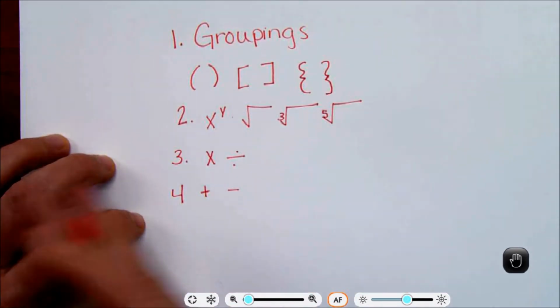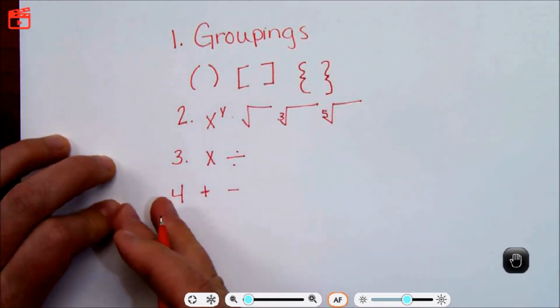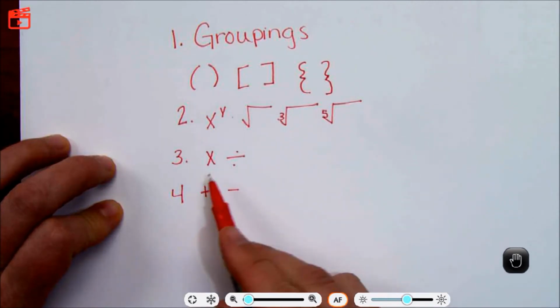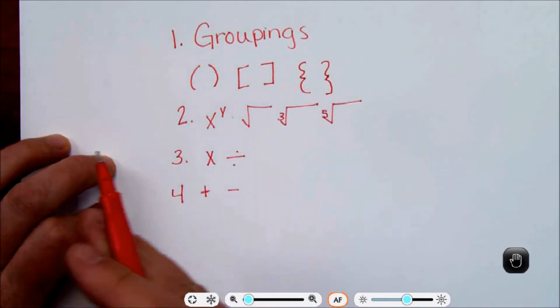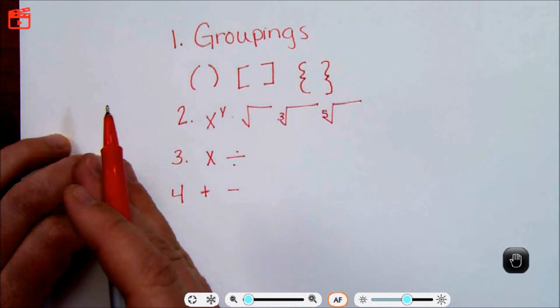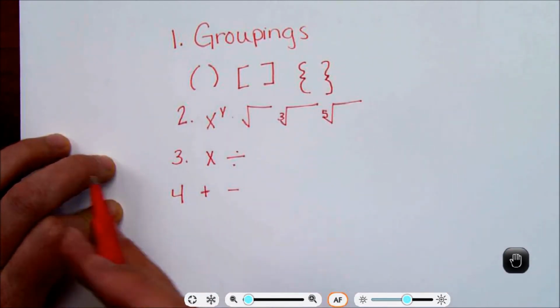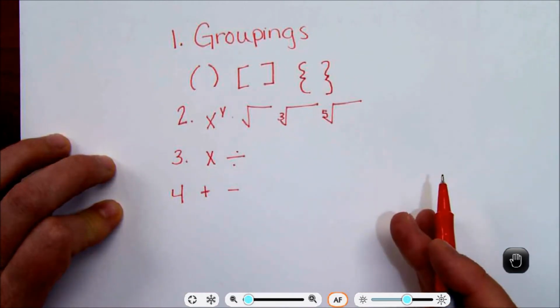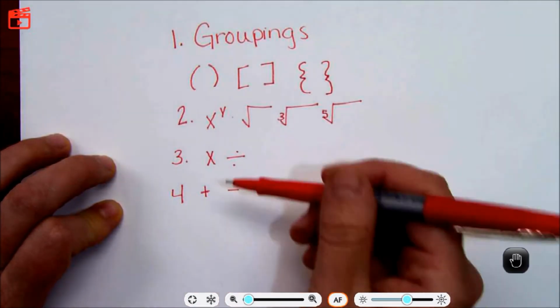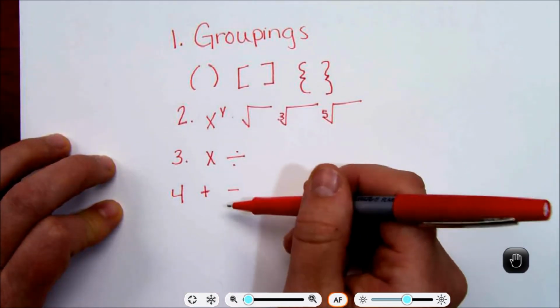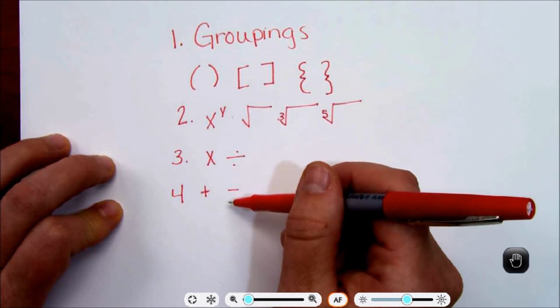We read from left and right. We do our math from left and right. So it doesn't matter if multiplication and division are first. What matters is that we look at what comes first, left to right. Same with addition and subtraction. We do our math left to right with either one of these, but we do have to do multiplication and division before addition and subtraction.